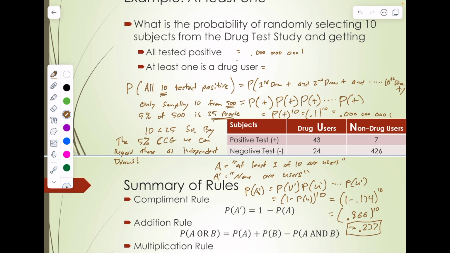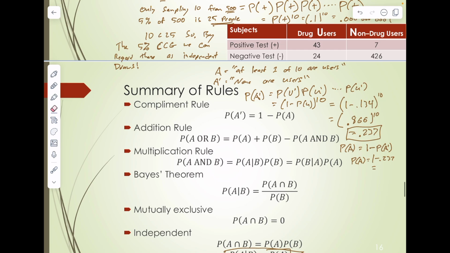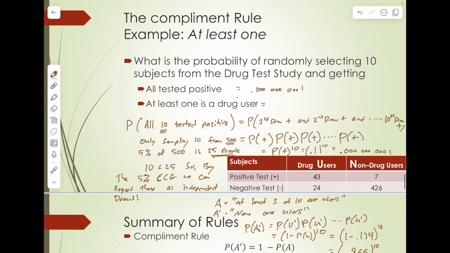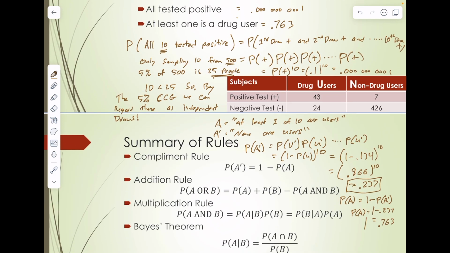All or none. Now what I need to do is if I want to find the probability of A, I need to take 1 minus the probability of A prime. And that gives me 1 minus 0.237, which equals 0.763. So 0.763, that's the probability of getting at least one drug user out of a draw of 10. And so that's good. It shouldn't be too improbable.